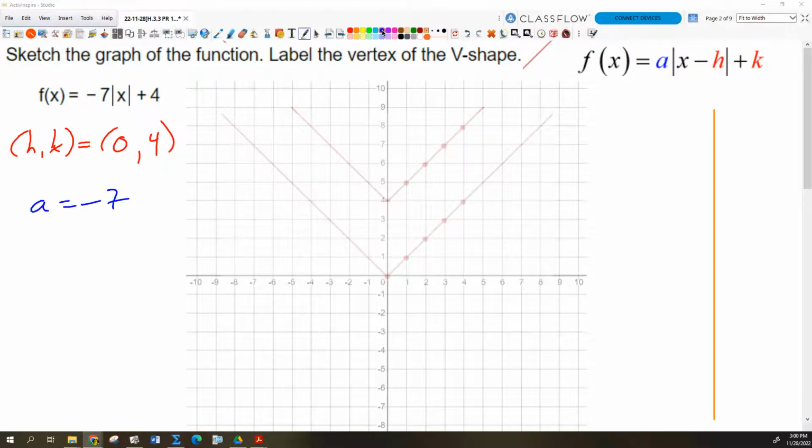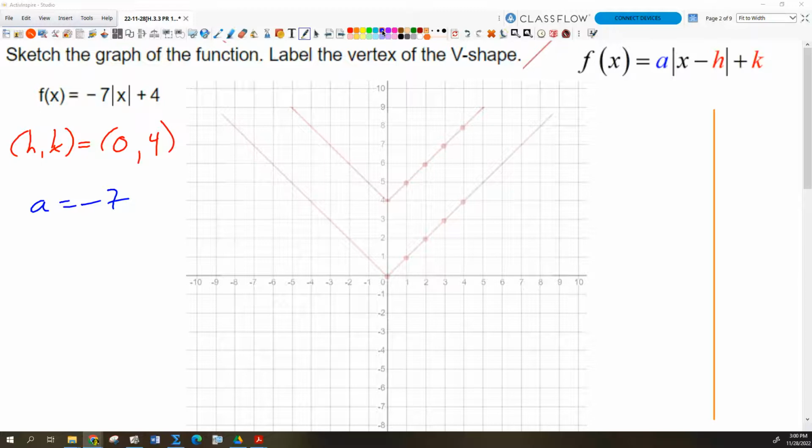Good. So that's the vertical dilation factor, right? That's what we're going to multiply by the parent height, the height of the normal parent graph. Now, the height of the normal parent graph could be described in different ways. It depends how far we walk away from the vertex.